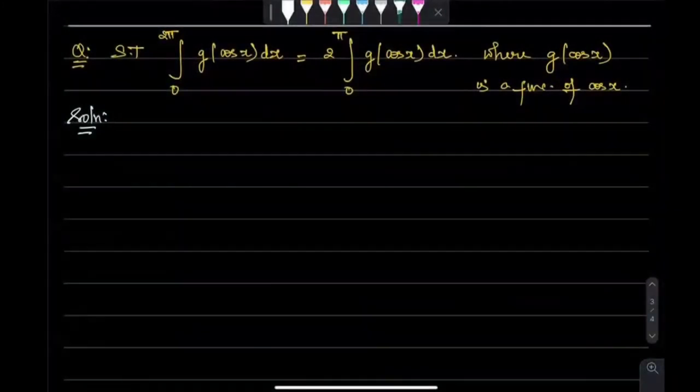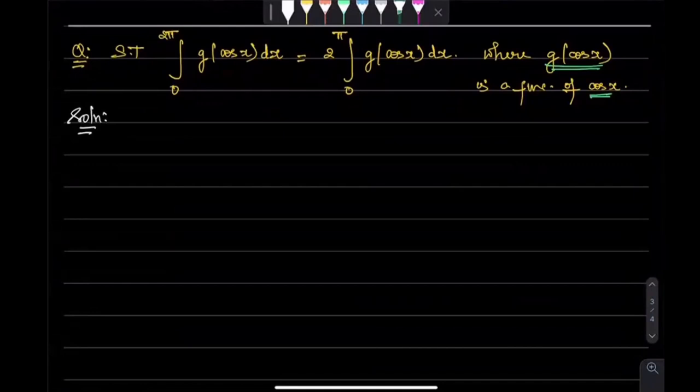This is how to do this problem. See, it's very clear. Your g of cos x means it's a function of cos x, just like in place of x, you're having cos x. It's a function of cos x. So how do you do this problem?